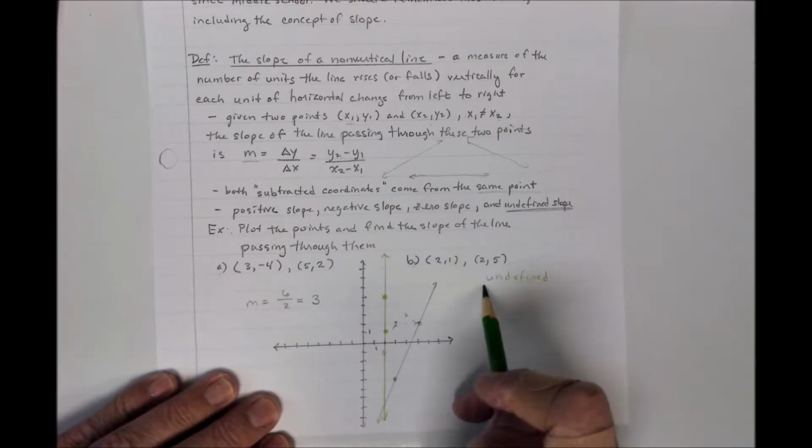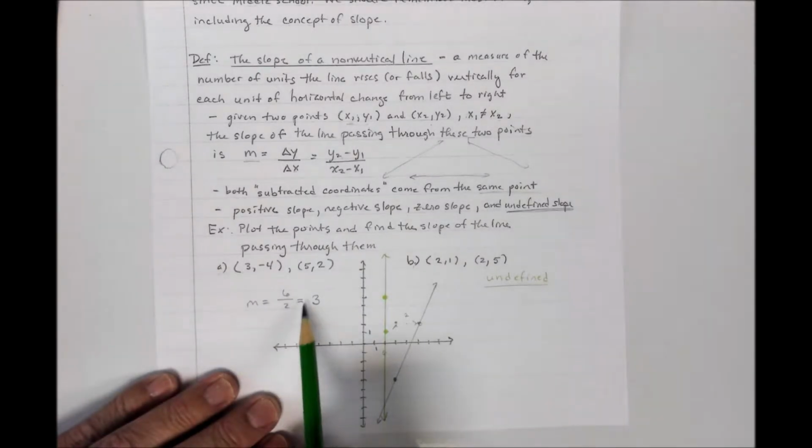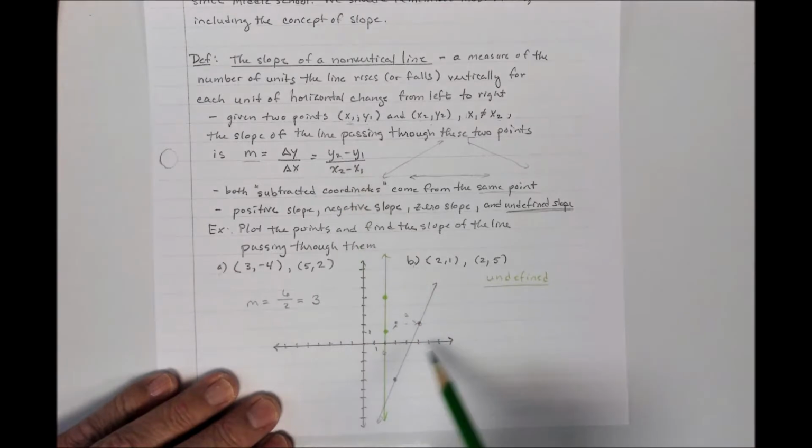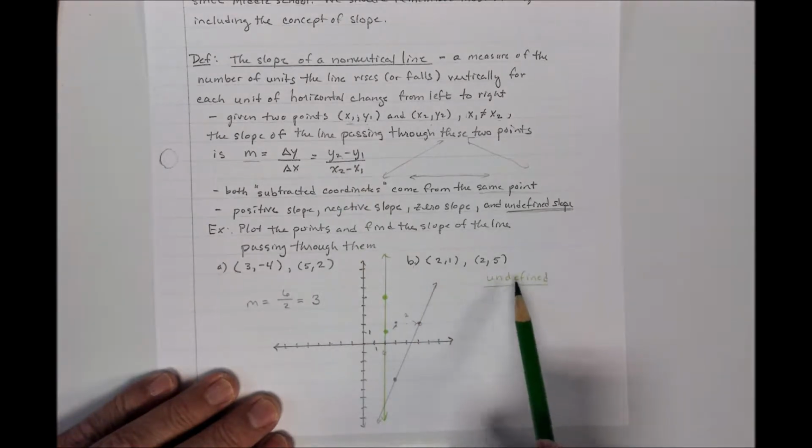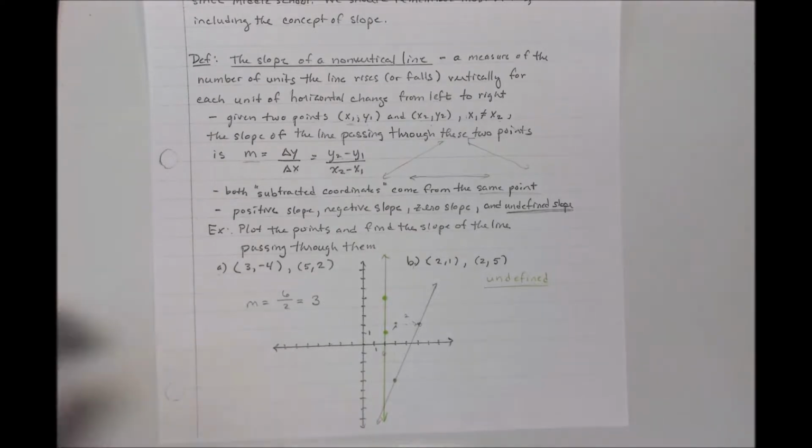Now, I could find this using the formula back here. Here I would get 0 in the denominator, which would indicate to me that I have a vertical line, that the slope is undefined.